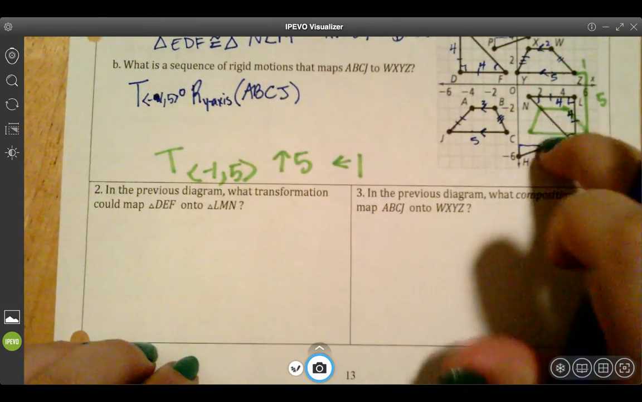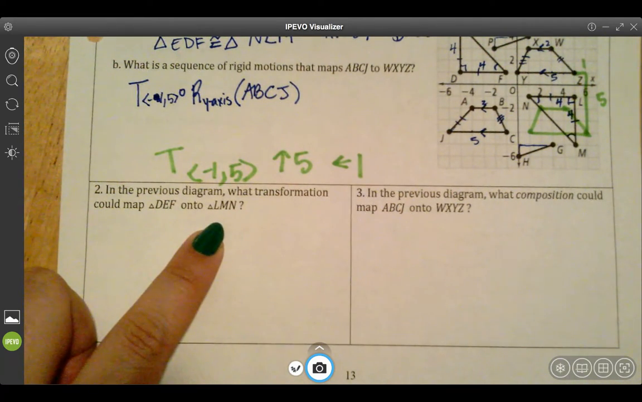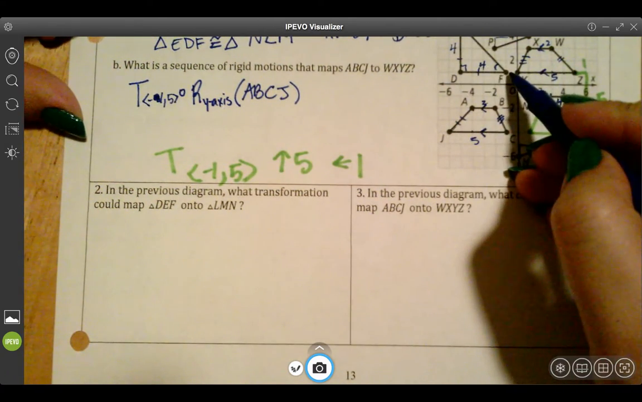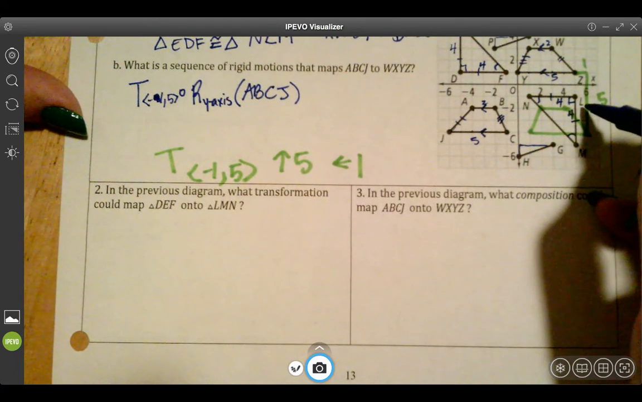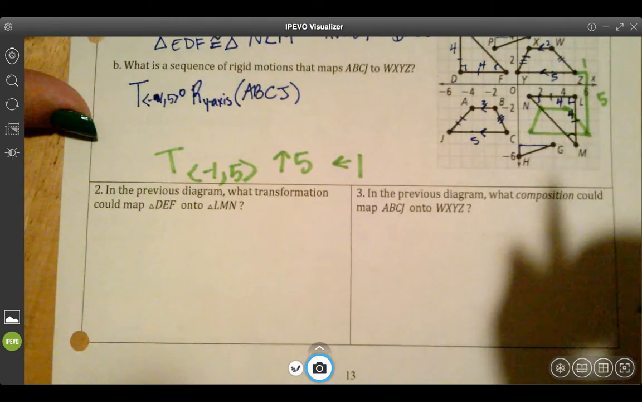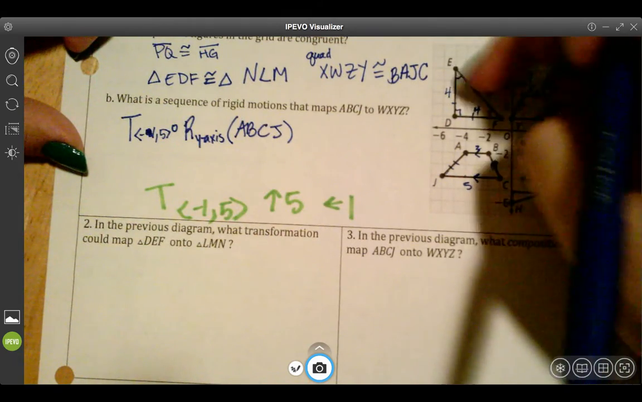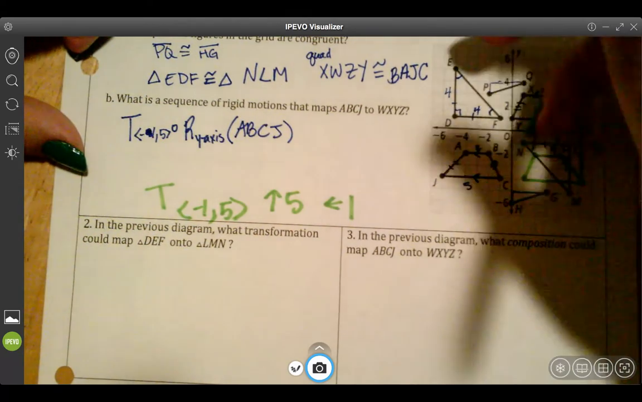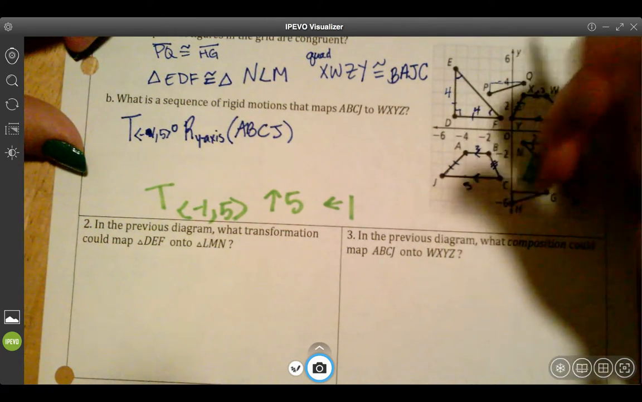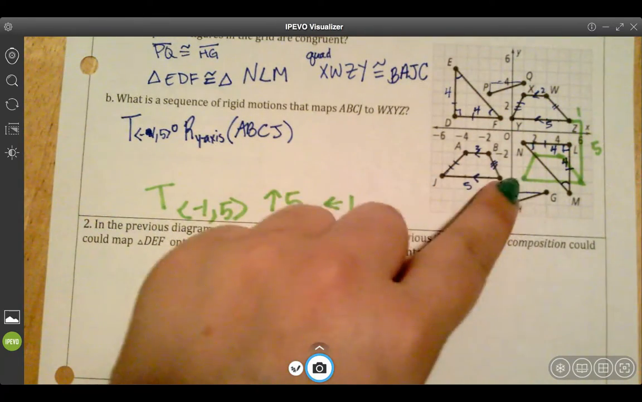In the previous diagram, what transformations take triangle DEF onto triangle LMN? So here we have triangle DEF. We want it to go down here onto triangle LMN. Well, one of the nice things about isosceles right triangles is that I can rotate this and I don't have to worry about reflecting. If I did a reflection, if I wanted these 2 points to reflect over here, D would be on the wrong side, right?